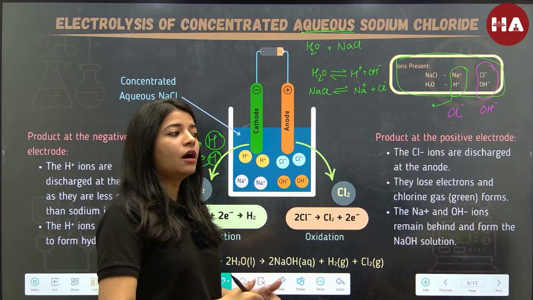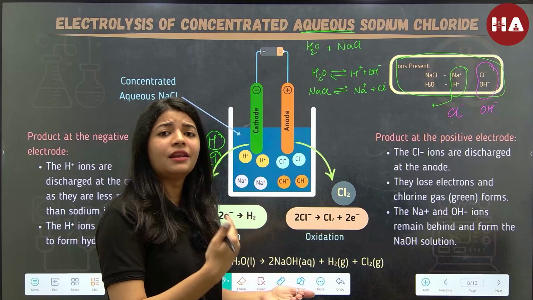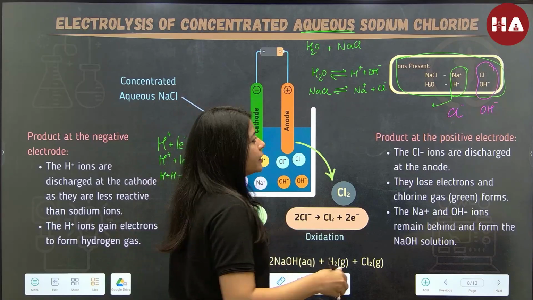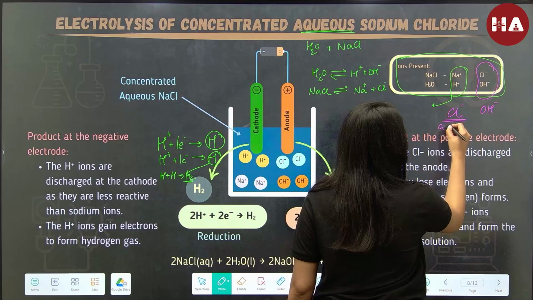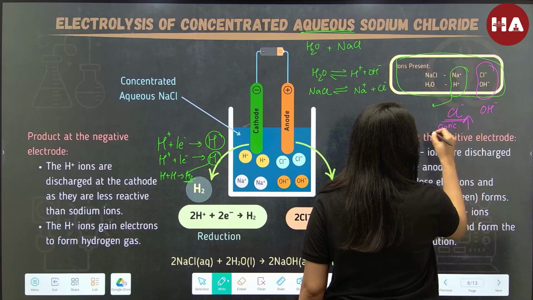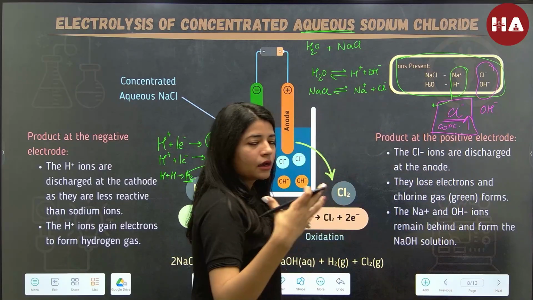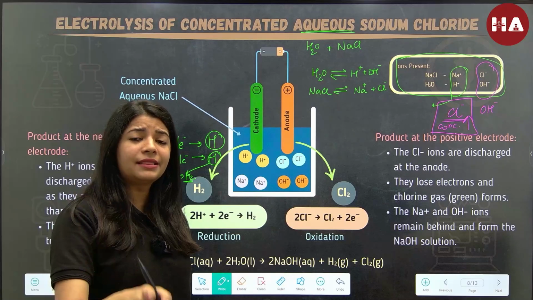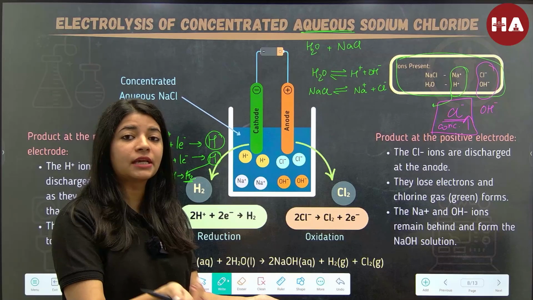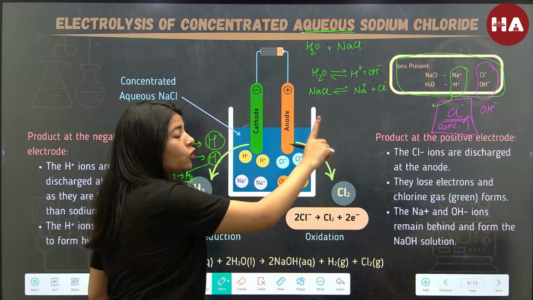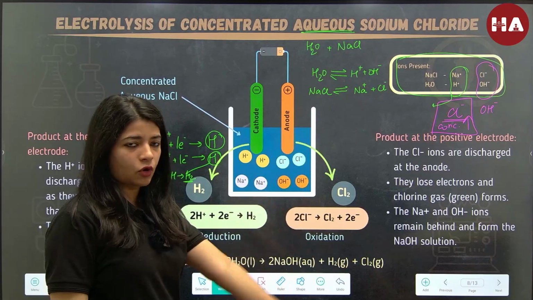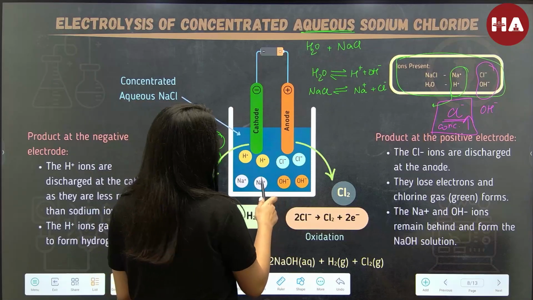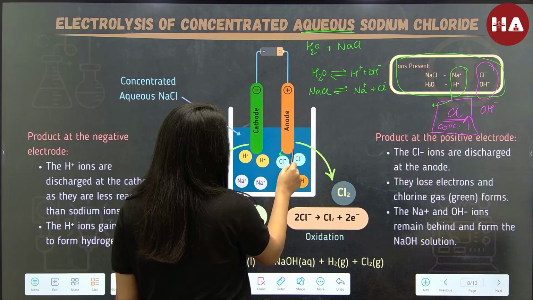Concentrated means sodium chloride is present in large amount, okay. So I can say the concentration of chloride ions is higher. If the chloride ions are higher in concentration, it means chloride ions will go towards the anode, and there they will lose their electron. Basically oxidation will happen with the chloride ions, not with the hydroxide ions, because the concentration of chloride is higher, okay. So chloride ions will move, as you can see it is present here.